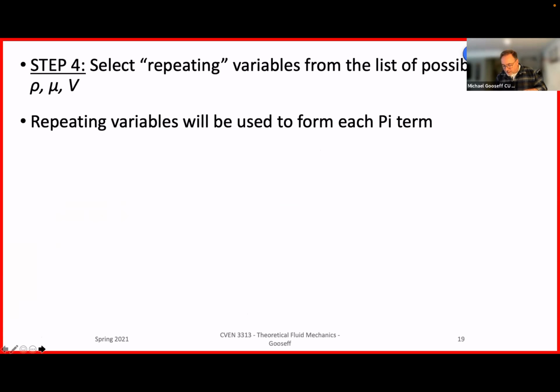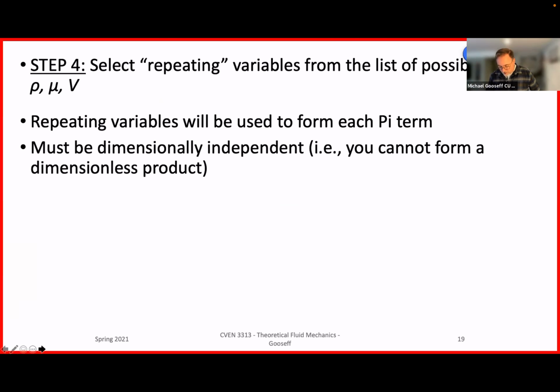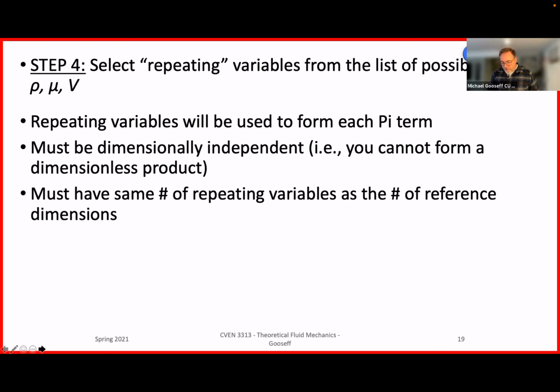Now what we're told is the repeating variables, some number of some set of d, rho, mu, and v, 1 of them, 2 of them, 3 of them, 4 of them, something, will be used to make each pi term. Well, that's helpful, gonna help us out a little. They must be dimensionally independent, so you cannot form a dimensionless product. They must have the same number of repeating variables as the number of reference dimensions. And there were 3, let's just say R equals 3.